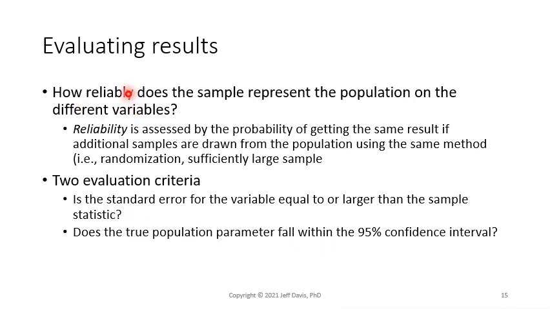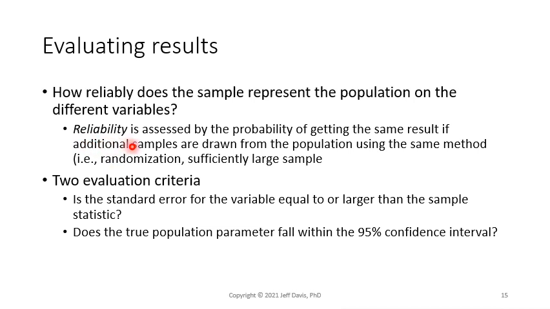So the first thing you want to do is report the results, but then you also want to evaluate them. The question we're trying to answer is how reliably does the sample represent the population on the different variables? So we have 4 variables. How well does it do on those 4 variables? And when we say reliability in statistics, this is what we mean.